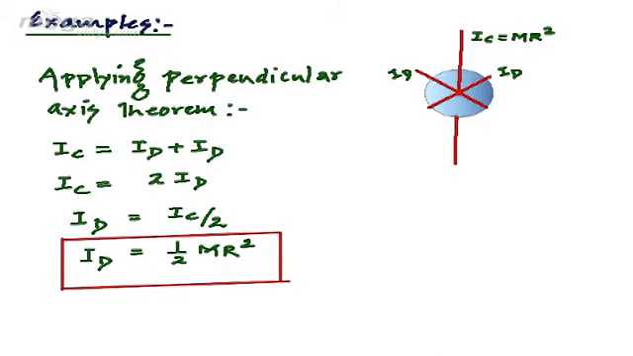But the first point to take into account when using the perpendicular axis theorem is that it is only valid for plane laminar bodies. Basically, it is not valid for three-dimensional bodies such as a sphere, a cone, a hollow sphere, etc.